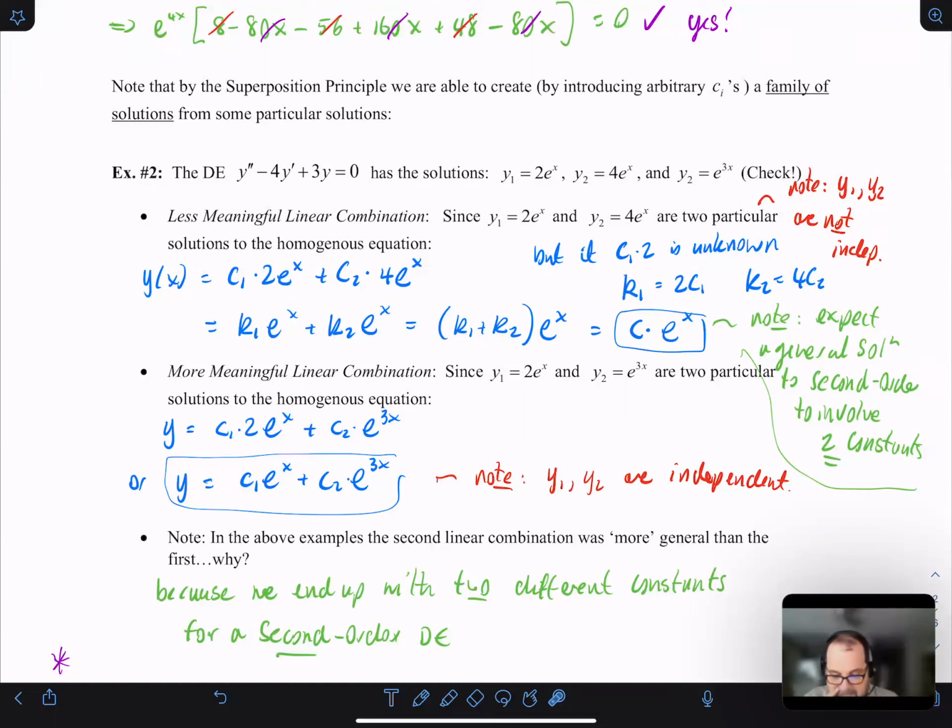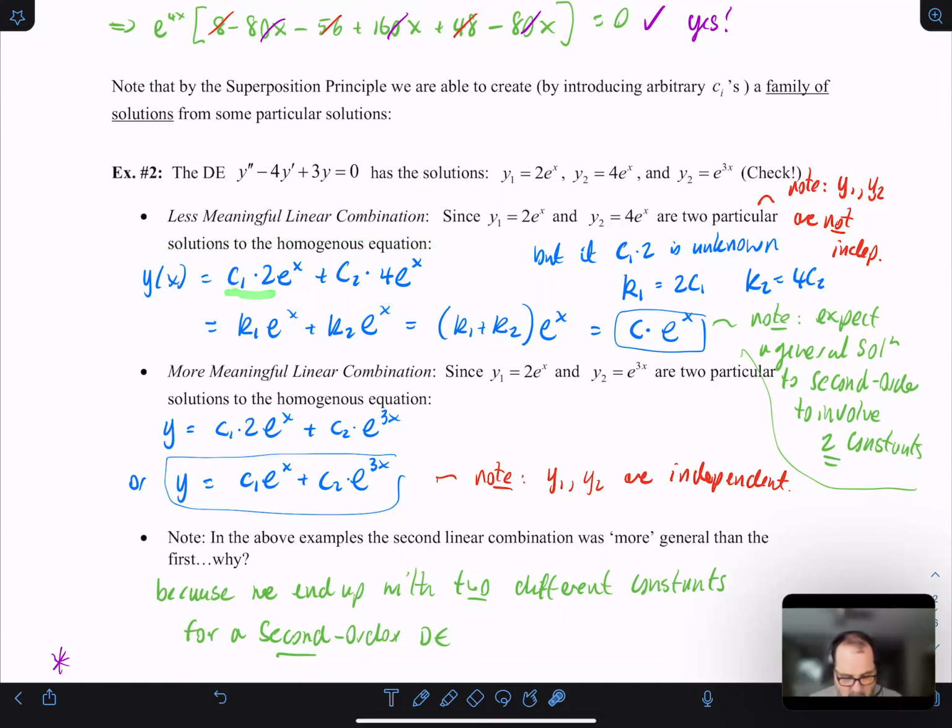And the idea here is that if y1 and y2 are solutions, then making a linear combination of y1 and y2 is also a solution and is more general. But I claim that this is less meaningful because effectively there's no point in having a 2c1 and a 4c2.